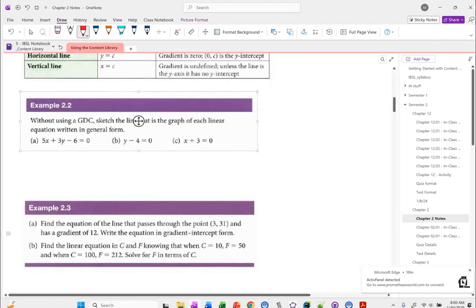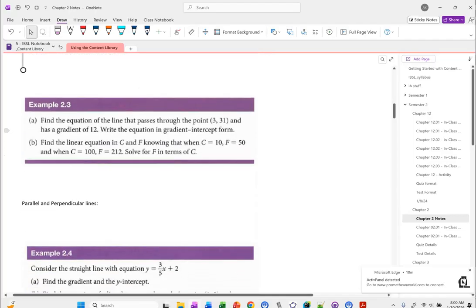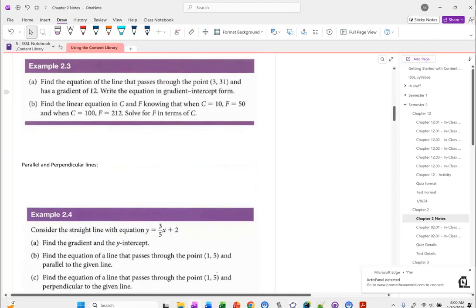Do we need to review how to plot a point or to generate points to draw a line? I think we're probably good with that, right? That's usually beaten to death into you in Algebra 1 and earlier. Part A says find the equation of a line that passes through the point (3, 31) and has a gradient of 12. Write the equation in gradient intercept form.